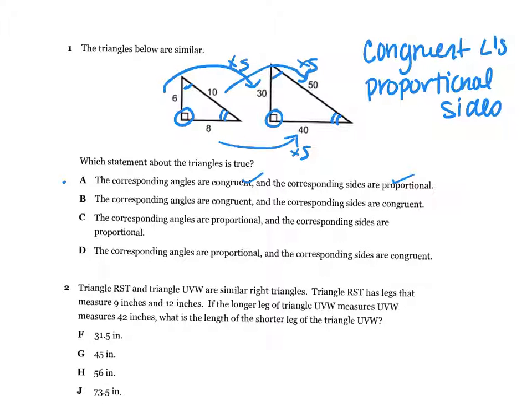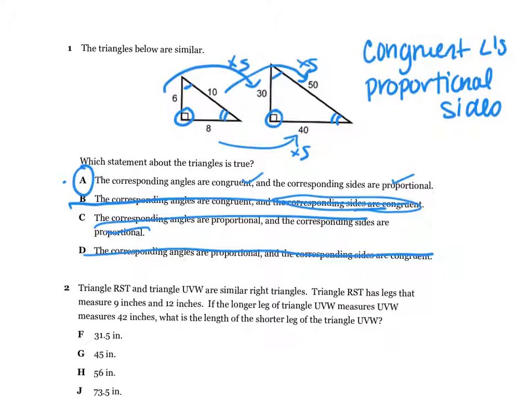B is not right because the sides aren't congruent. The sides aren't equal. They're proportional. They're scaled up and down. The angles aren't proportional, they're equal, and the corresponding angles aren't proportional. So we're answer choice A on that one.